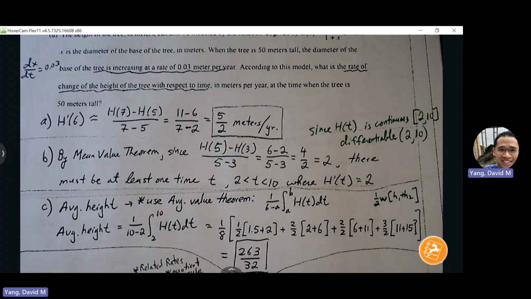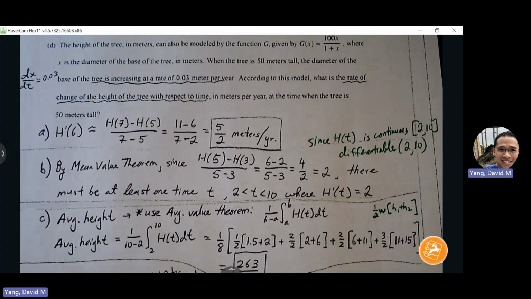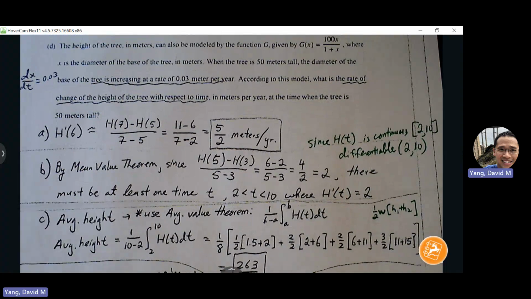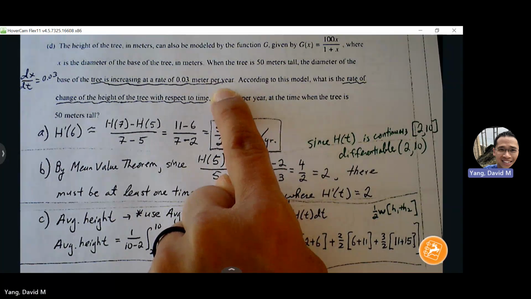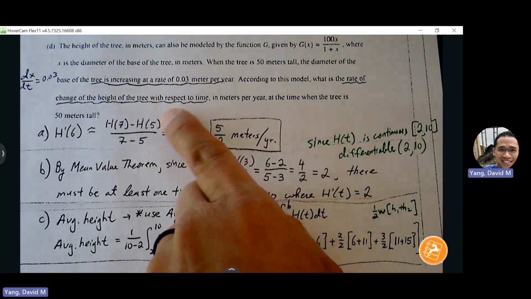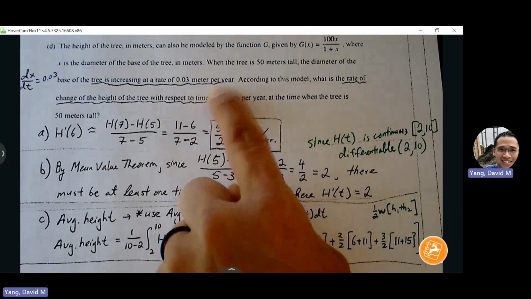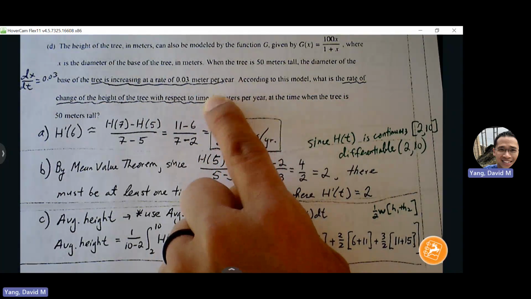Okay, part D. The height of a tree is modeled by another function, g of x, where x is the diameter of the base in meters. When the tree is 50 meters tall, the diameter of the base is increasing at a rate of 0.03 meters per year. Notice that there's time components here. And then it also says, what is the rate of change of the height of the tree with respect to time? So that's a clear indication that we're trying to apply what?